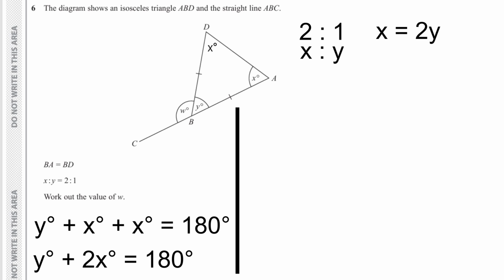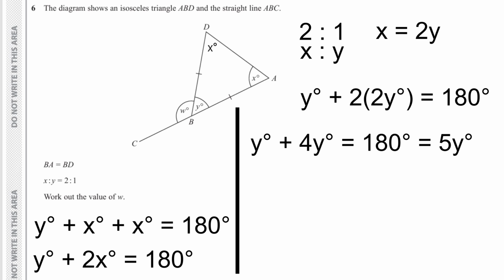We've extracted this formula because we want to create an equation with just one unknown in it. So for example, Y degrees plus 2 times 2Y degrees is equal to 180 degrees. Because we took our previous equation and we got rid of the X and substituted it for Y. So now we can basically times this out, simplify it a bit, and we can work out what Y is. So Y plus 4Y degrees is equal to 180 degrees, because we just times out that little bit. And that's going to be equal to 5Y degrees, because we just added them together. Next we divide both sides by 5, so we get Y is equal to 36 degrees.